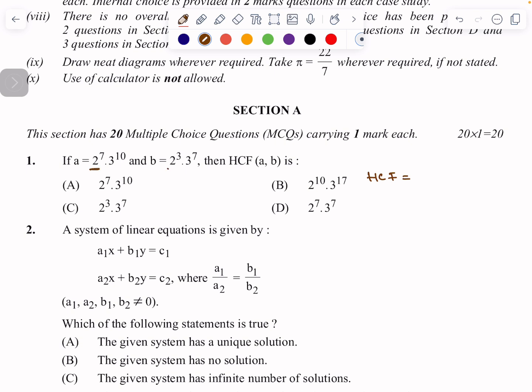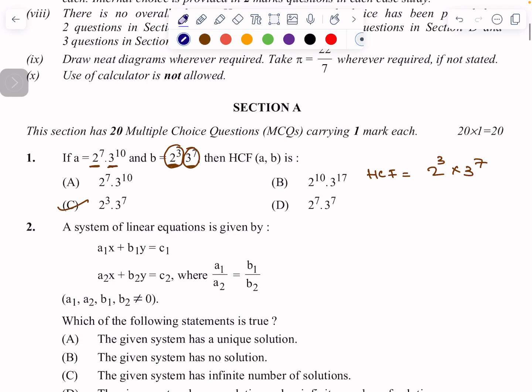So here we have 2 power 7 and here we have 2 power 3. So 2 power 3 is the lowest power, so you just take this 2 power 3. And the next factor, in the first one we have 3 power 10, in the second one we have 3 power 7. So which is the lowest power? 3 power 7. You take common factors with the lowest power, so that is your HCF. So the answer is C here.